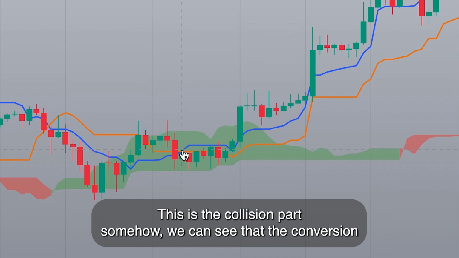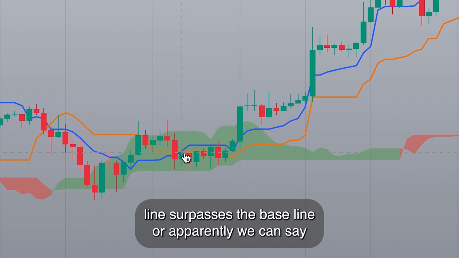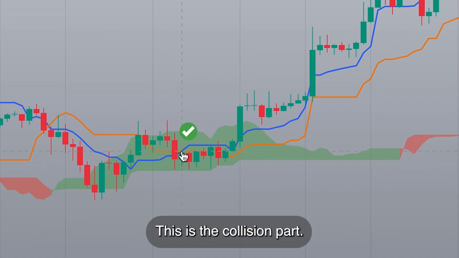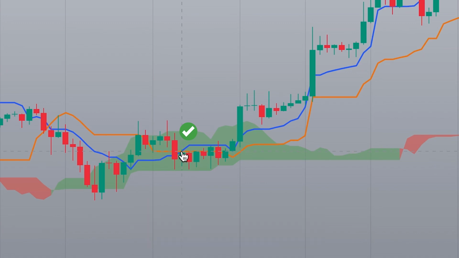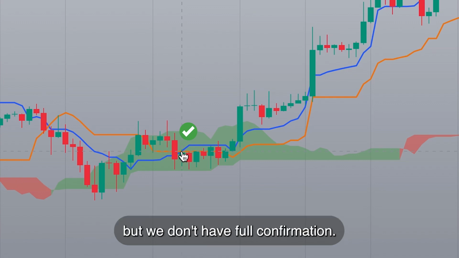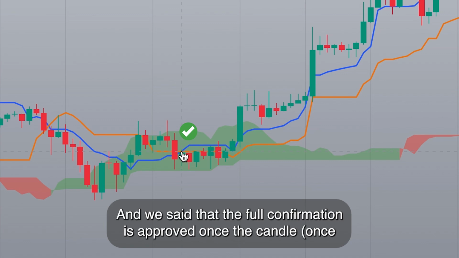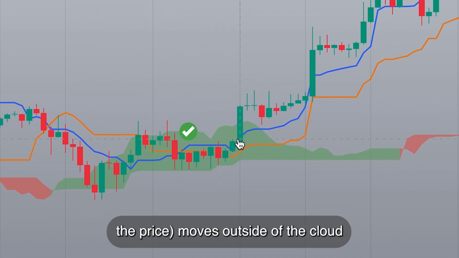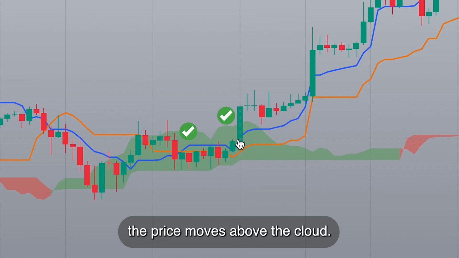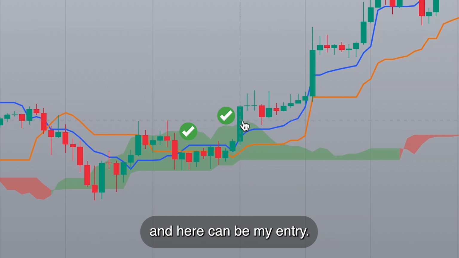We can see that the conversion line surpasses the baseline, or apparently we can say that the blue line surpasses the orange line. In this point, exactly, this is the collision part. But we can see that the candles are in the cloud. So we have half of the confirmation from the indicator, but we don't have full confirmation. And we said that the full confirmation is approved once the price moves outside of the cloud. Or let's say if we want to go long, the price moves above the cloud. So I wait for the price to come up, and here can be my entry.